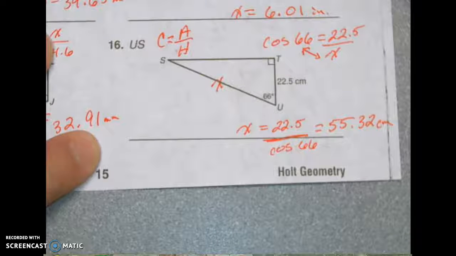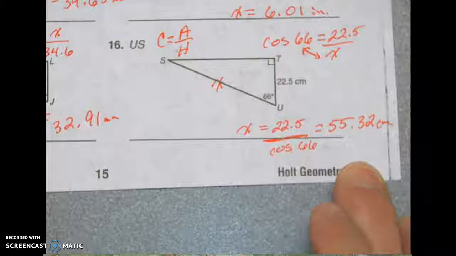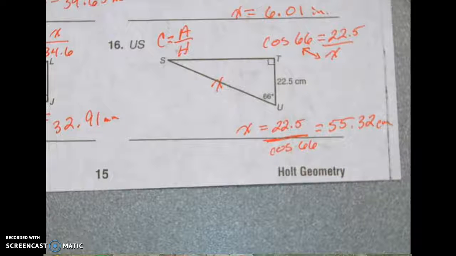So always set up your equation first. Figure out which function you need. Once you've set up your equation, cross multiply and solve for your missing side length.